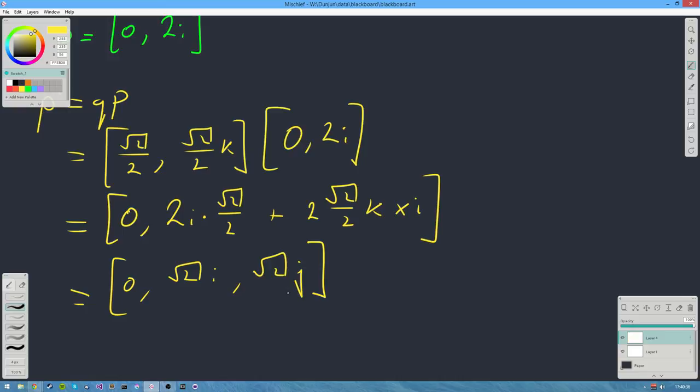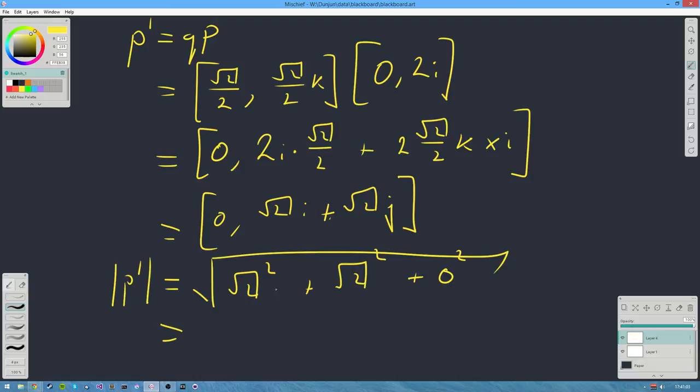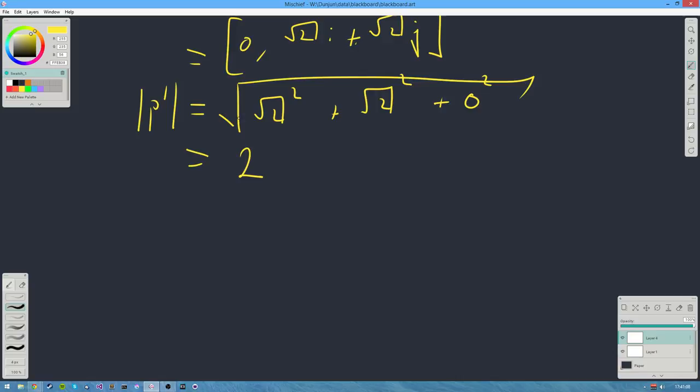That's what we've done. And to prove that it works, we're going to say the magnitude is kept the same. So the magnitude of this is 2, so the magnitude of P prime must be 2. So P prime must be the square root of root 2 squared, oops, that should be a plus there, not a times, plus root 2 squared plus 0 squared. Which you find out is actually 2, which is exactly what you expect. So the rotation has not affected the magnitude or its scale, but it's only affected its orientation.